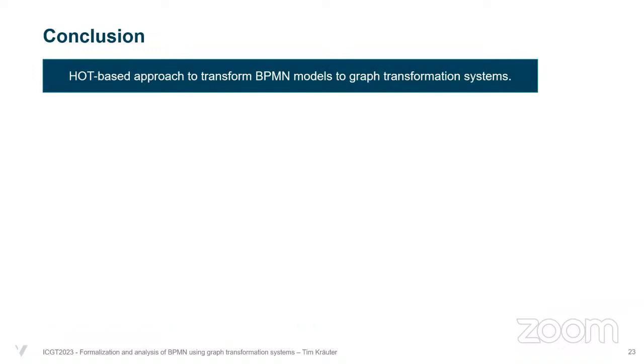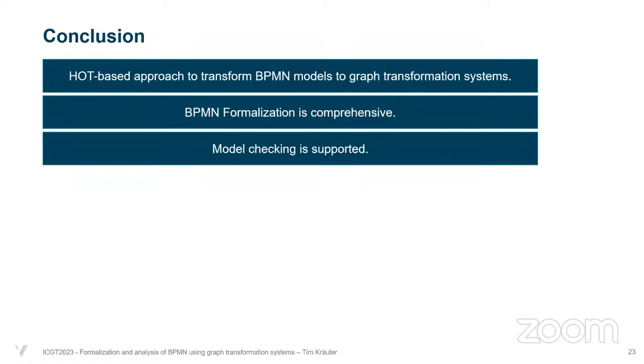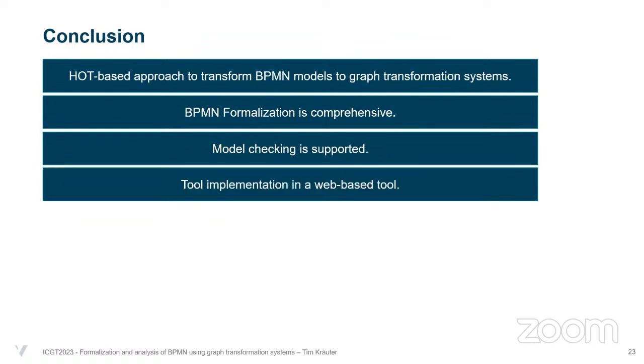And then for conclusion and future work, just to summarize, we have this higher order based approach to transform BPMN models to graph transformation systems. And it's quite general, so you could say, okay, I'm not transforming BPMN, I could try something else. Or I'm not transforming to graph transformation systems, or to a different tool; quite a lot of different things you can change. Our BPMN formalization is quite comprehensive. Looking at the table, you have to trust me, I just skipped over it. And model checking is supported, right? So we have nice graph transformation tools which we can use in the background. We have a tool implementation which is web-based. There's still work to do, but it can check some properties.